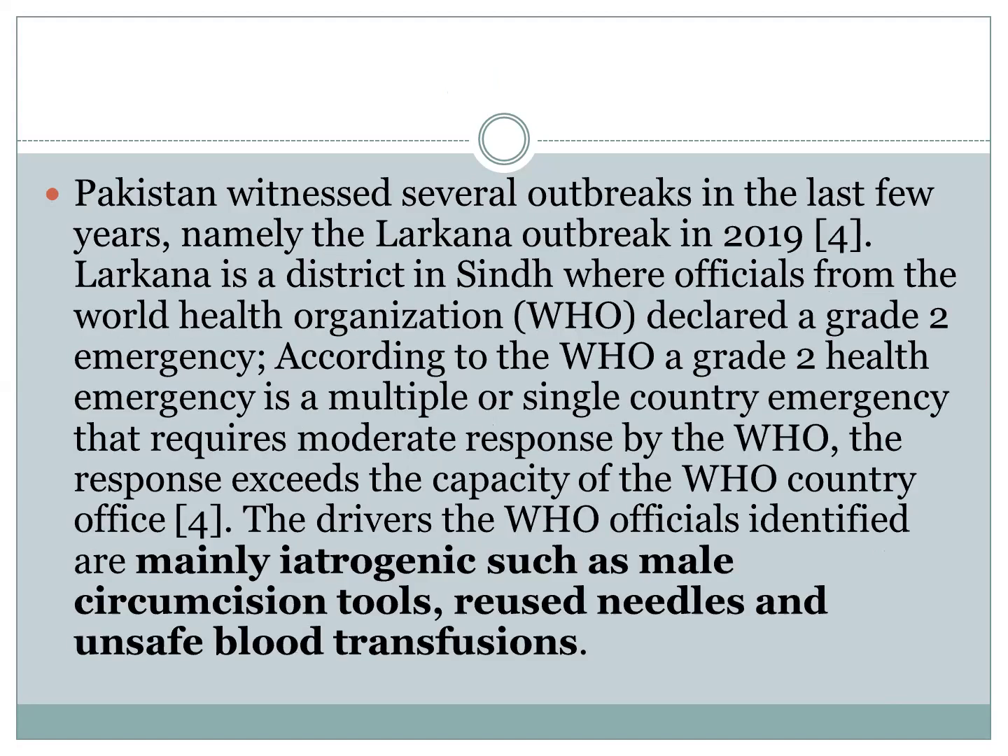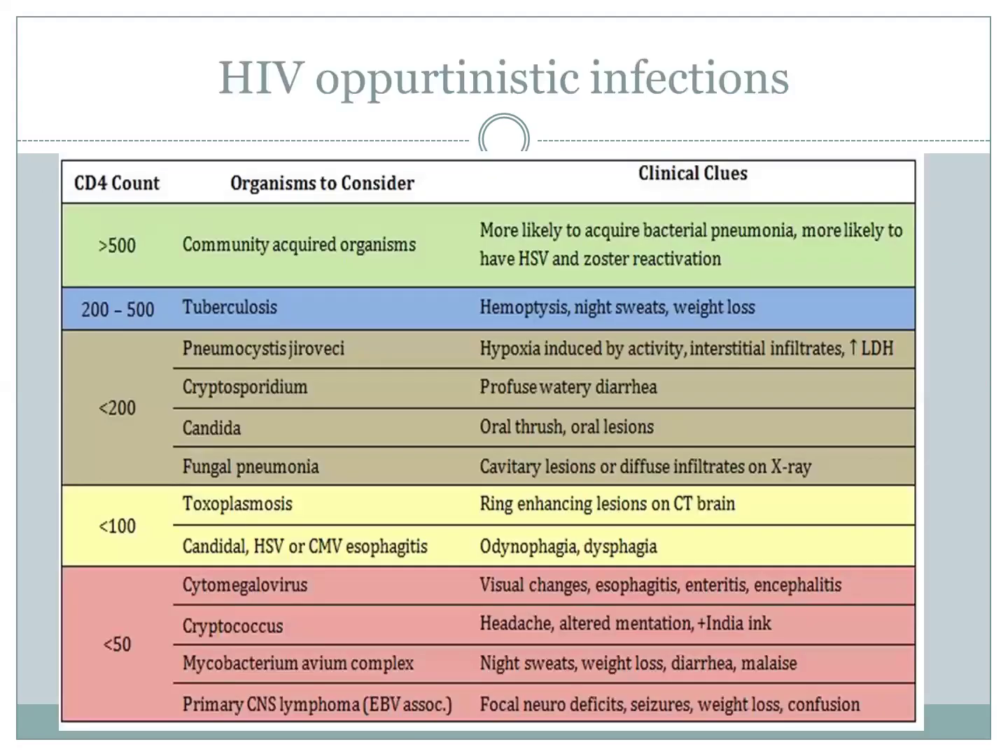Pakistan witnessed several outbreaks in the last few years, namely in Larkana, in which WHO declared a Grade 2 emergency. A Grade 2 emergency is a multiple or single country emergency that requires a moderate response by the World Health Organization. The World Health Organization identified iatrogenic factors such as male circumcision tools, reused needles and unsafe blood transfusion as factors for the spreading of AIDS.